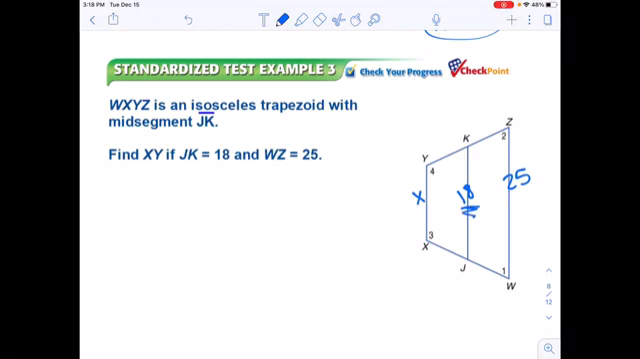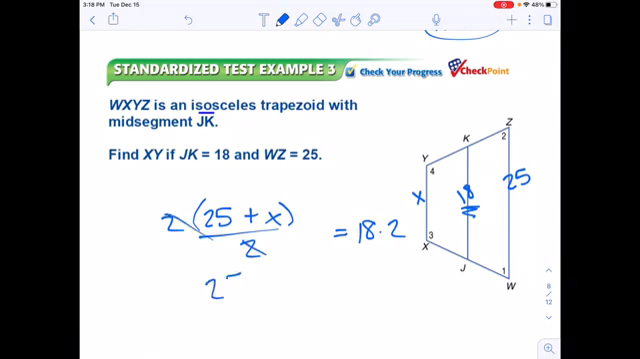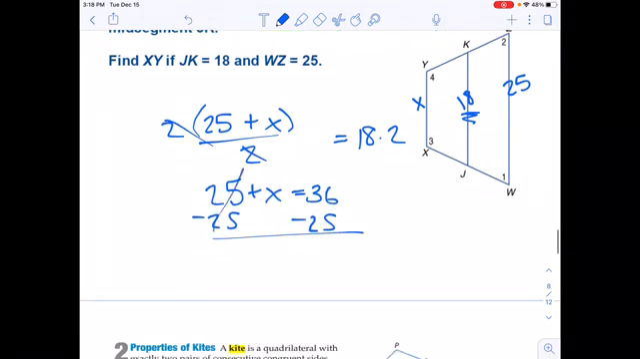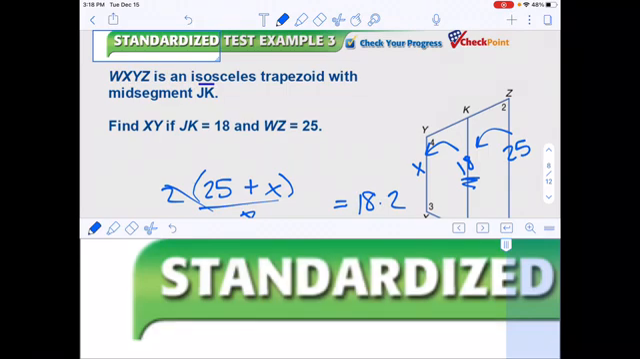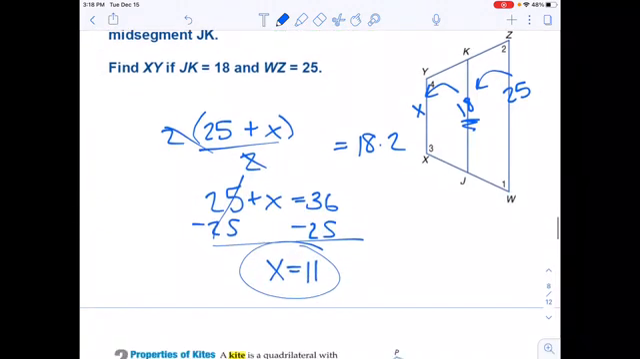Notice once again we are given the mid-segment, so that's what the whole thing ends up equaling. So you have 25 plus X divided by 2, it's just the average. Solve for X, so you have 25 plus X equals 36. Finish solving, and X will equal 11. If you did it the other way, you notice that you have a difference of 7 here, which would get you the same answer for the length of XY. We could probably mark it there too.